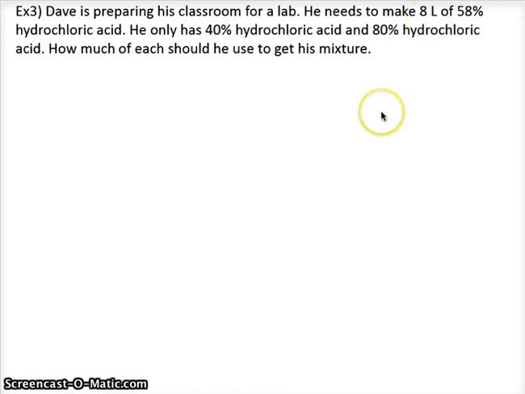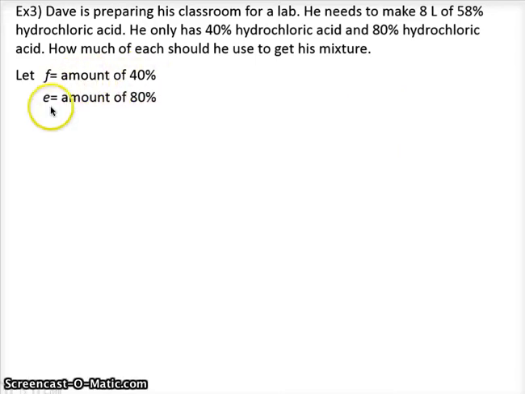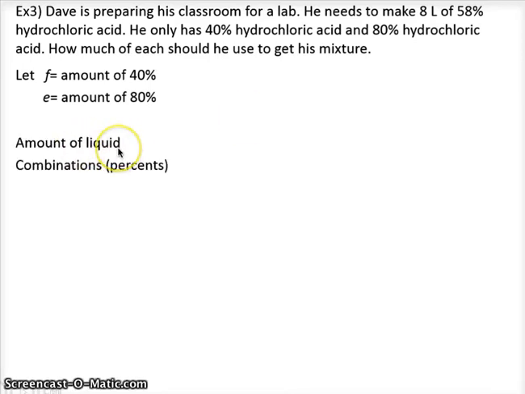So we have our let statements. Let F be the amount of 40% and E be the amount of 80%. And then we're going to write our two equations. This is very similar to our coin questions. So we'll have an amount of liquid equation, and we'll have a combinations equation, which will use our percents. So try and come up with those, pause the video, and then come back.